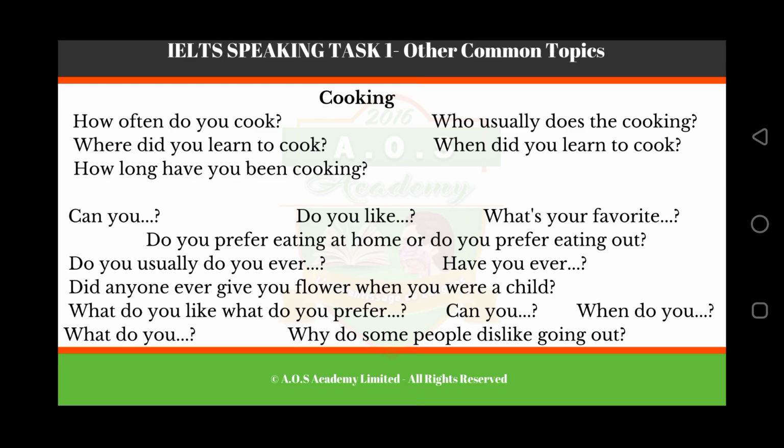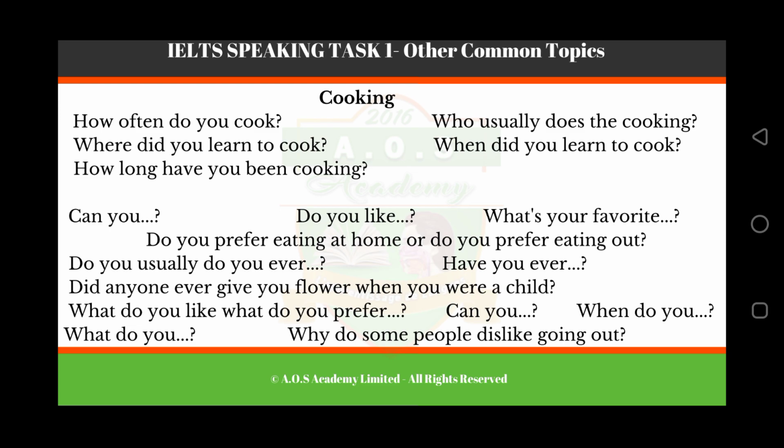Each question begins with a different question word, and this is very important to understand about speaking part 1 because every topic that you get in speaking part 1 can have questions that start with these question words. So let's start with the first example. How often do you cook? This is looking at frequency, that is the number of times you cook weekly or monthly.